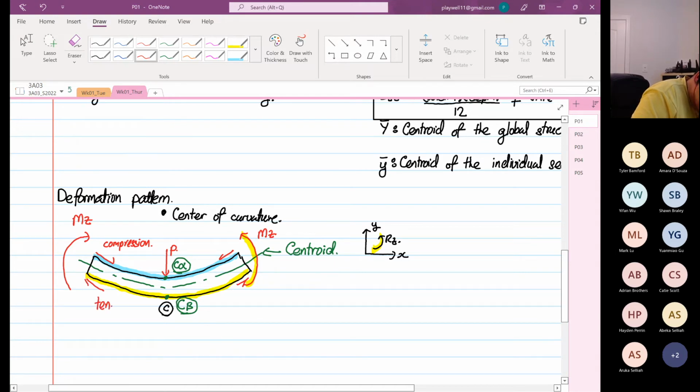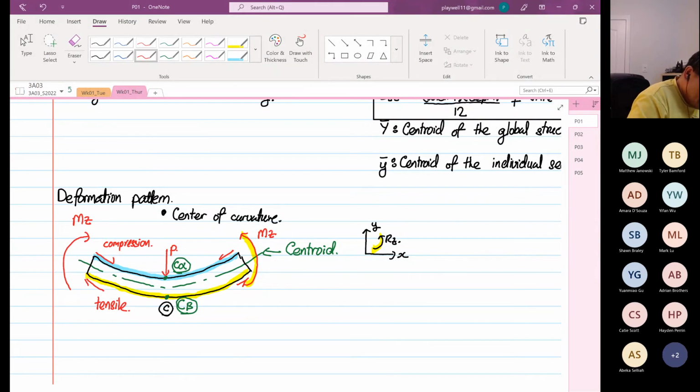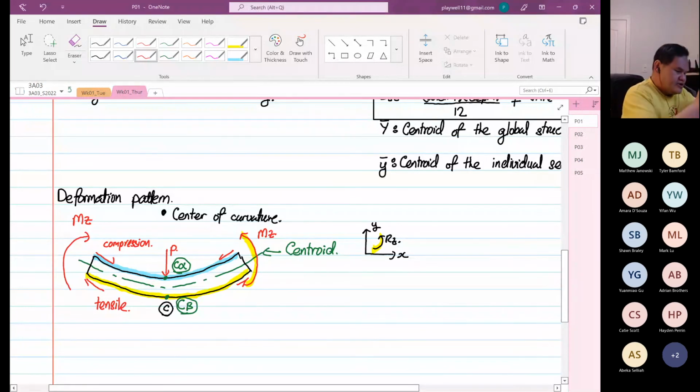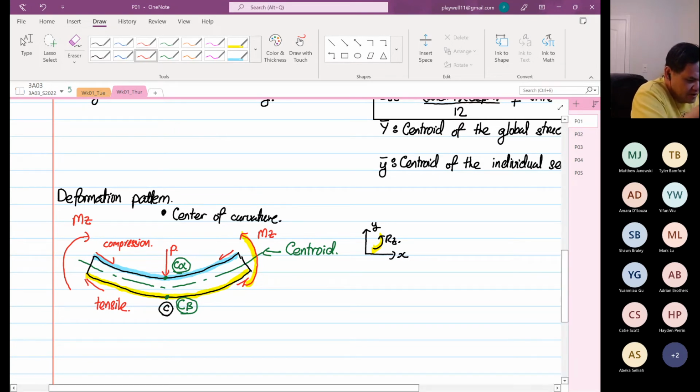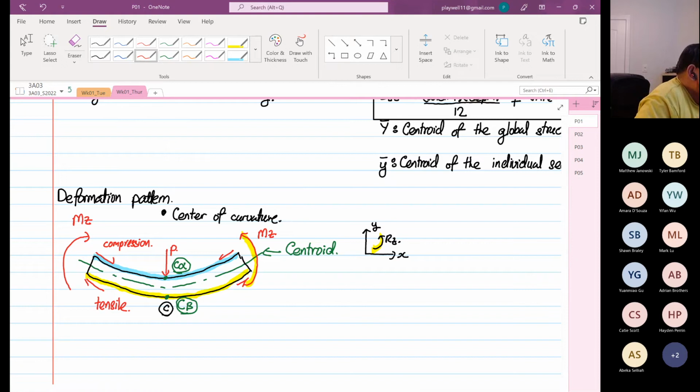Or tensile. Could you repeat that last part again? So we know that where I highlight in yellow, the outer circumference, the distance is longer than the centroid. So with that, we know that on the outer circumference, it is under tensile. Does that make sense to you? Okay, thank you. You're okay, Matthew.